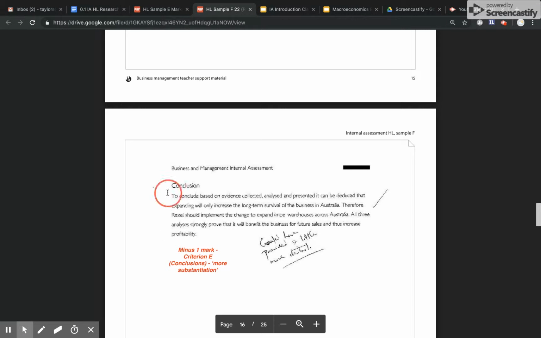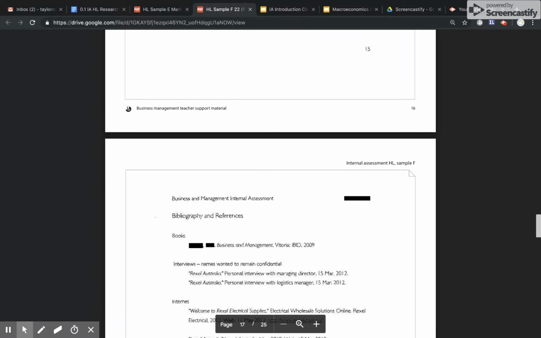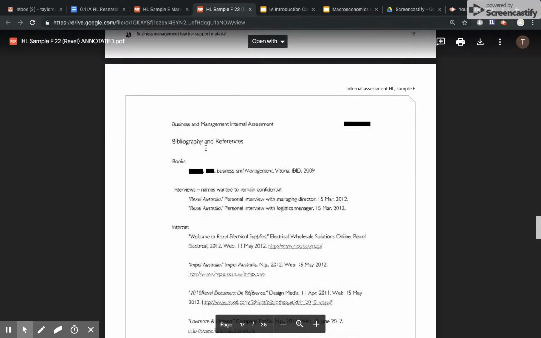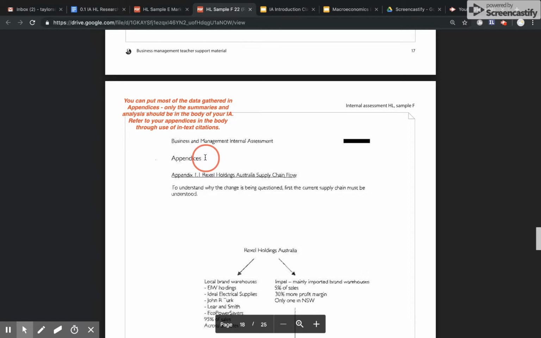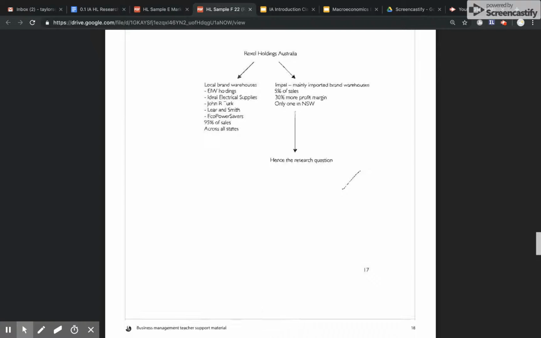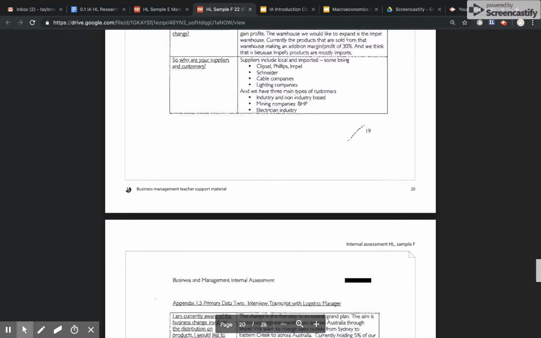In this case, they lost 1 mark on criterion E because the examiner didn't feel that they had substantiated enough what they had done. So providing additional detail and evidence for their conclusion would have probably gotten them the mark. You'll notice that the IB examiners can be persnickety at times, so do your best to be thorough. Then they have their bibliography, and then they get into the appendices. Again, appendices should be most of the data that you collect in the back. And again, appendices do not count towards your word count.